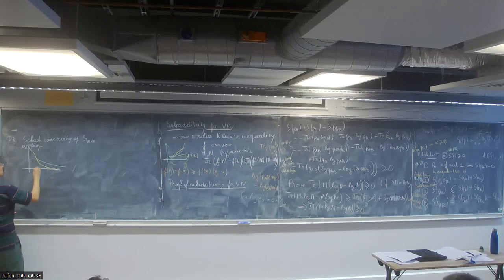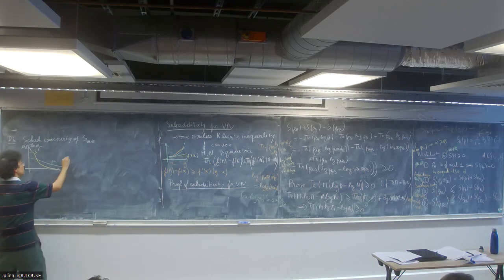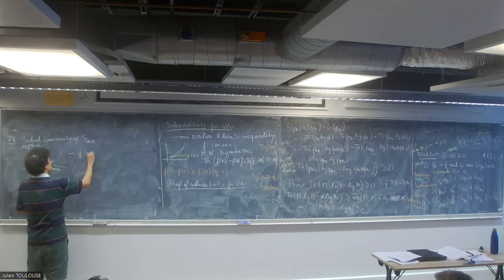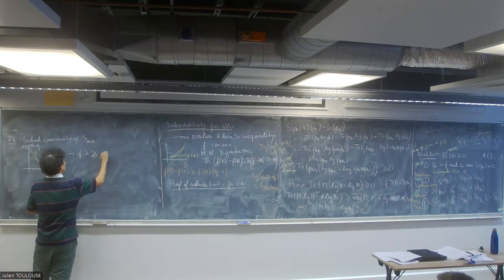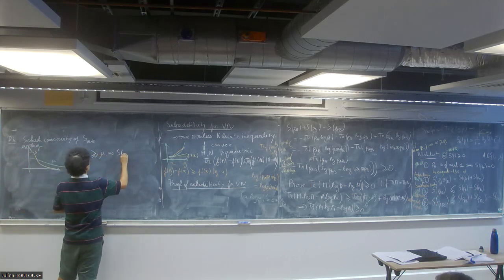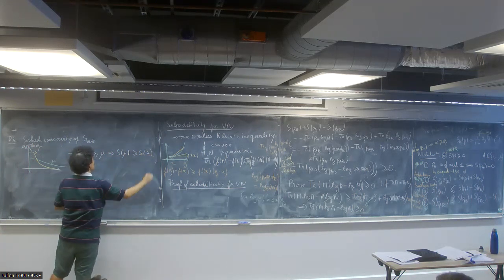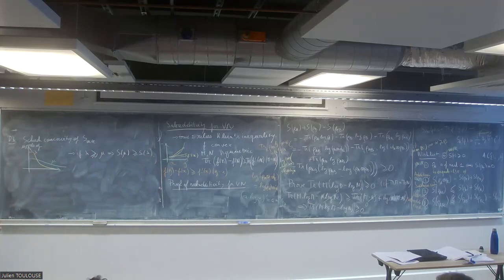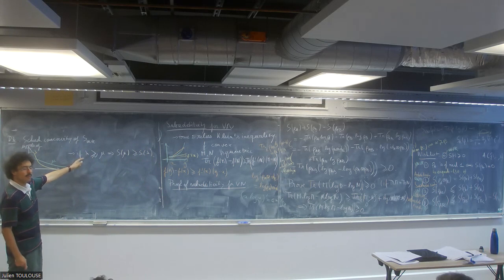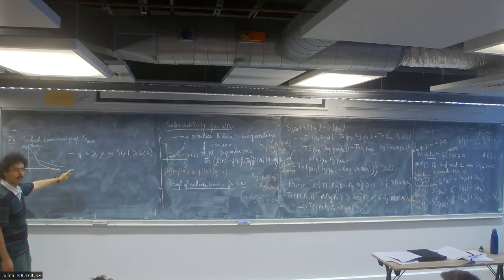Let's call this one lambda and the other one mu. If lambda majorizes mu, then by definition, the entropy associated to mu is larger than the entropy associated to lambda. Of course, it's not a total order. You cannot compare any sequence. It's a partial order.